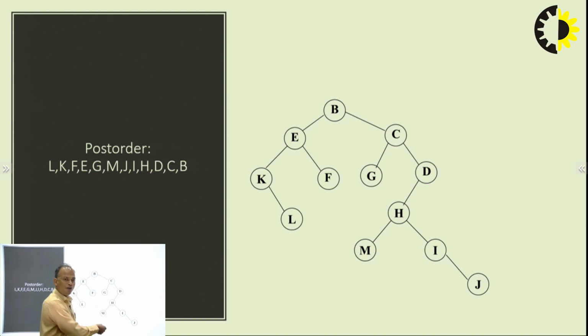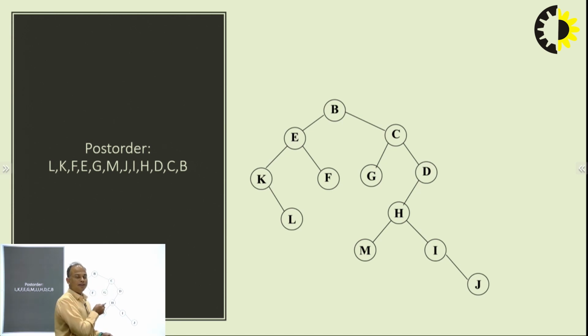Left part of D is visited. Now visit the right part. No right part of D exists. Therefore, visit the root. We are visiting D. Now, go one step upward. Of C, we have visited the left part. Now, we have visited the right part. We need to visit the root. We have visited the root.